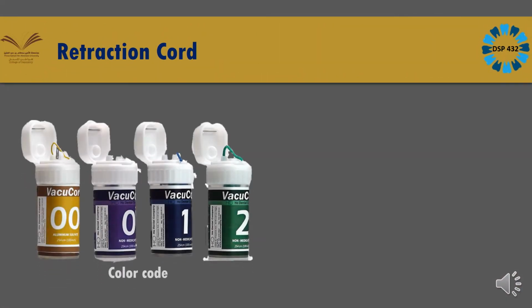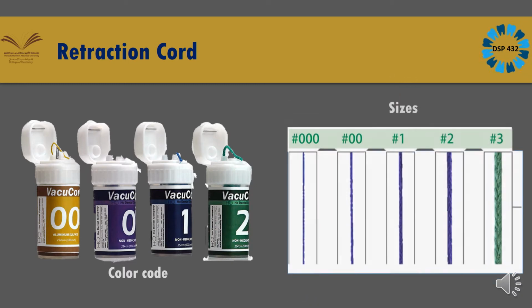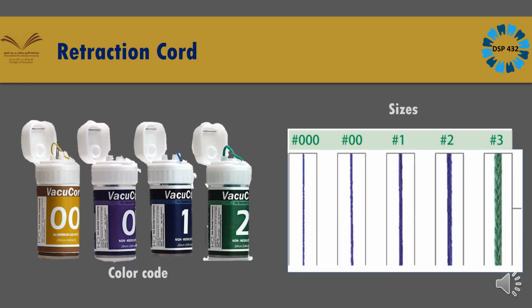Now, regarding the retraction cord, we have different retraction cords. Sometimes they are available in color coding, sometimes they are available by number. So 000 means it's very small. 00 is a little bigger as compared to 000. 1, 2 and 3, the size goes on increasing. So these are the different sizes of retraction cord which you can see during your clinical posting.